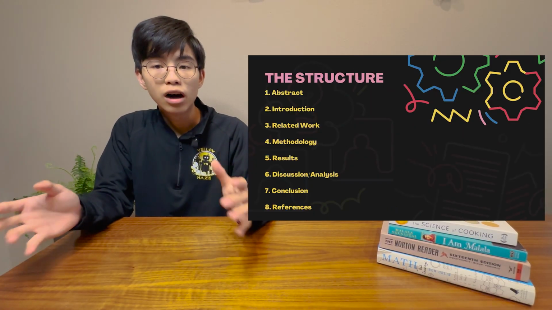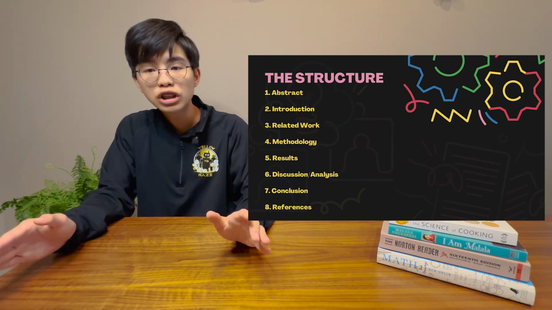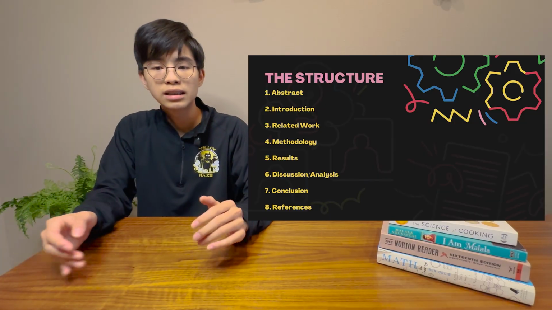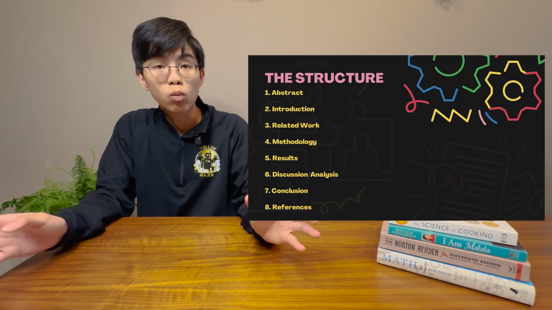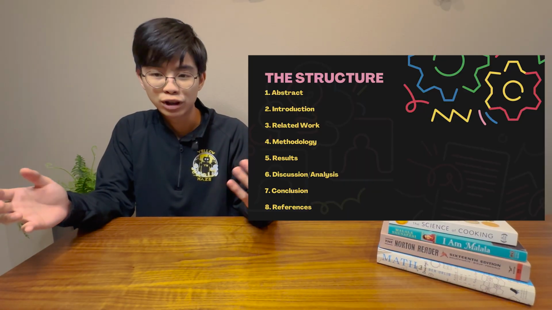Now, here are the parts of a research paper, right? First, it's the abstract, then the introduction, related work, methodology, results, discussion and analysis, conclusion, and then references. So we're going to break down every single one of those 8 parts, starting with the abstract.